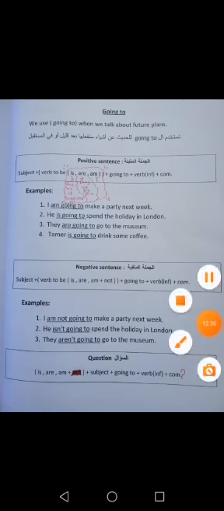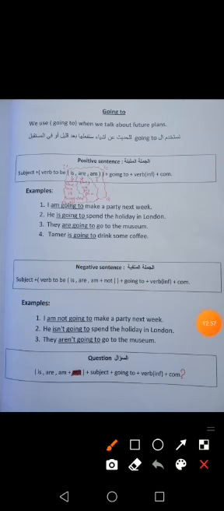The next example: He is not going to spend the holiday in London. With he you have to use is. He is not going to spend. The same sentence, but we add not. After is or are or am you have to use not to make the sentence negative. He is not, or he isn't.